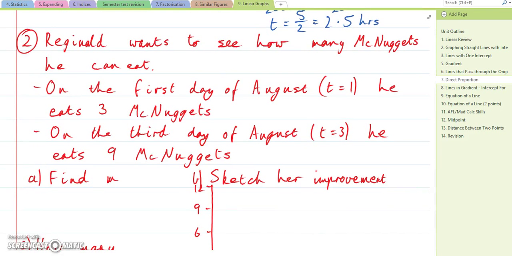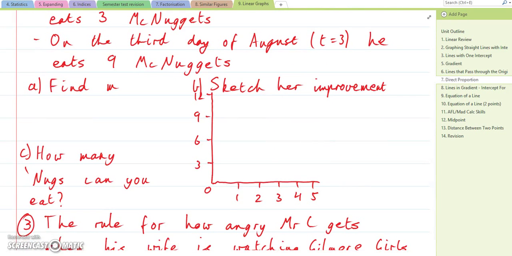All right, question 2. Reginald wants to see how many McNuggets he can eat. On the first day of August, where t equals 1, he eats 3 McNuggets. On the third day of August, t equals 3, he eats 9 McNuggets. I made this question up. Sorry, it's a bit of a stupid one.